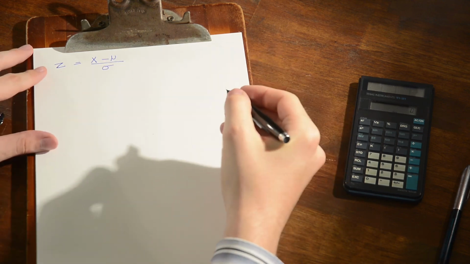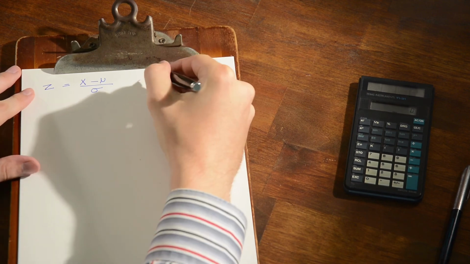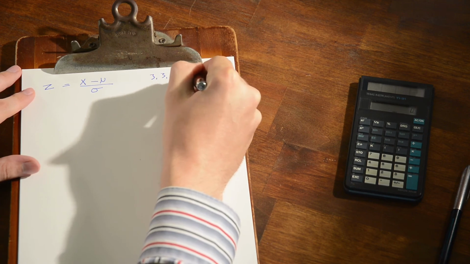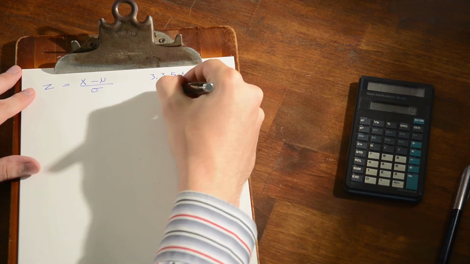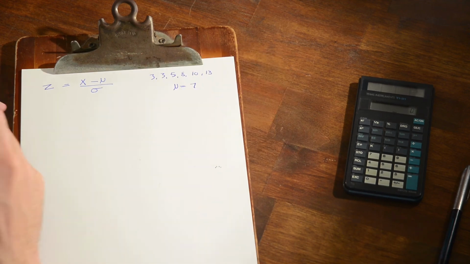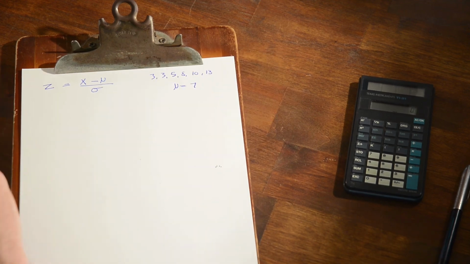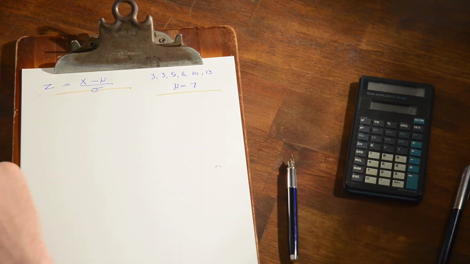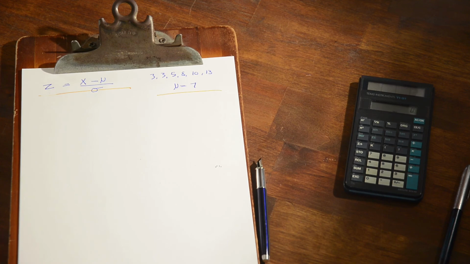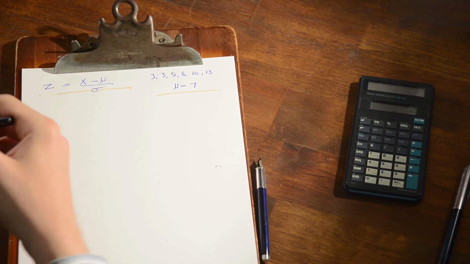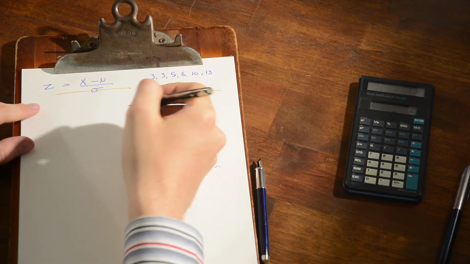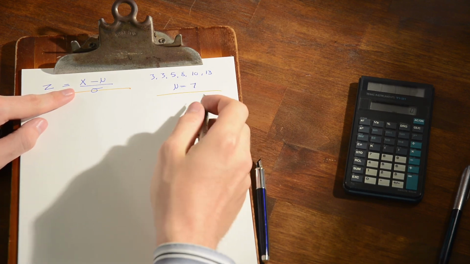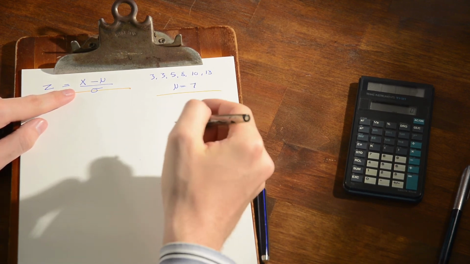So let's begin by relying on the data set we've been using thus far of 3, 3, 5, 8, 10, and 13 with mu equal to 7. That's all solid. So here we go. First thing we have to do is add our variables, or rather our values, into this formula. So let's take a look at one of these. I think 13 will be an interesting one to look at.